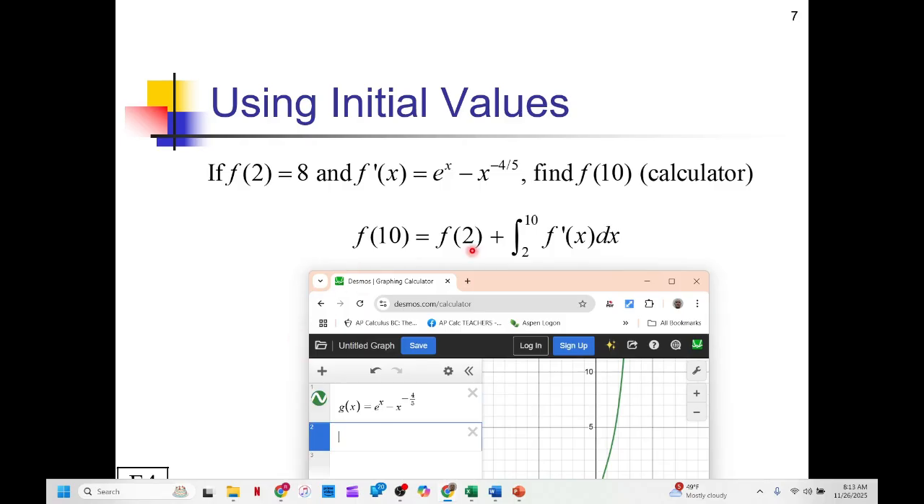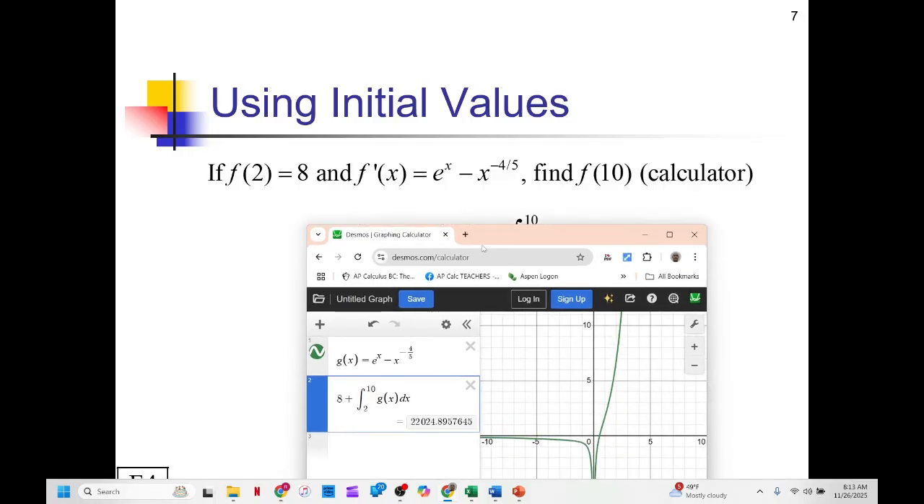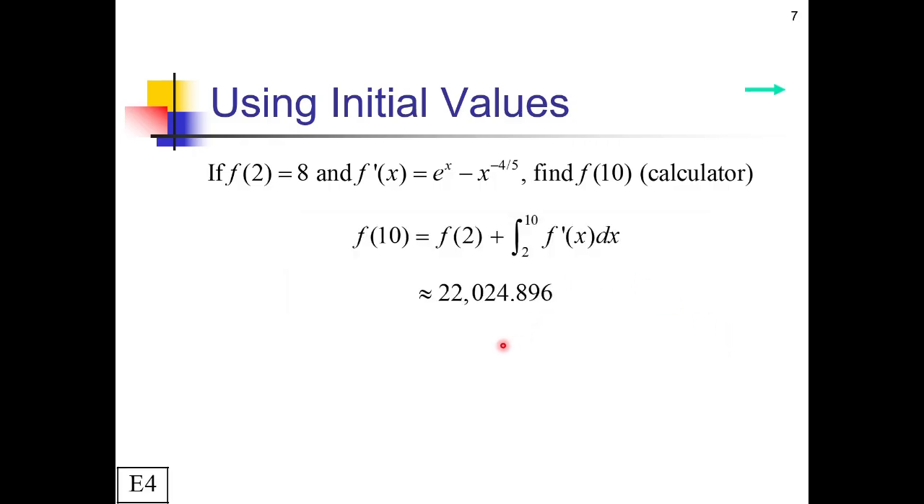Now let me set up what I'm actually doing here. So I'm going to have 8 plus, let's do the integral, int, from 2 to 10 of g of x, because that's what I defined f prime as, g of x dx. And that is coming out to about 22,024.896 if I round all that off.